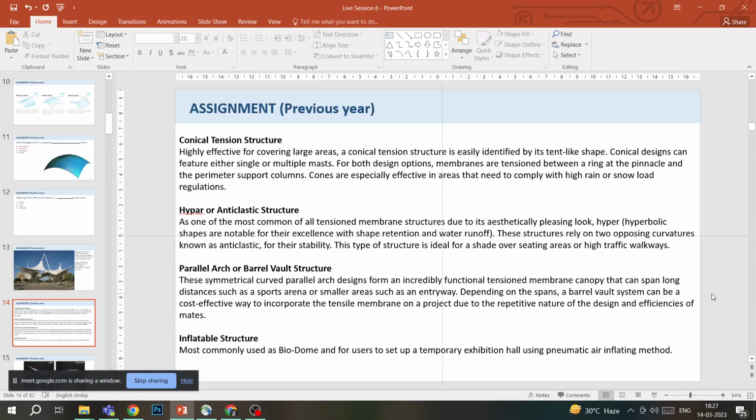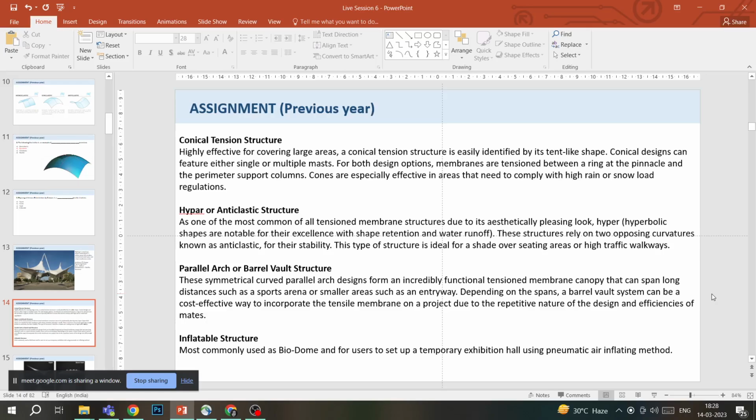Inflatable structures. Most commonly they are used in biodomes and for users to set up a temporary exhibition hall using pneumatic air inflating methods. So inflatable structures are basically pneumatic structures. These all are examples of membrane structures, and these inflatable structures are mostly used for biodomes.